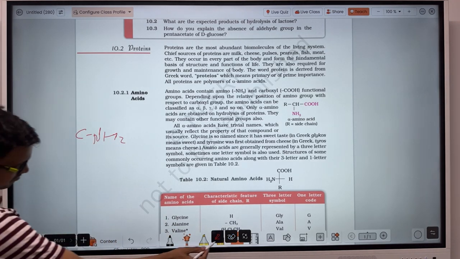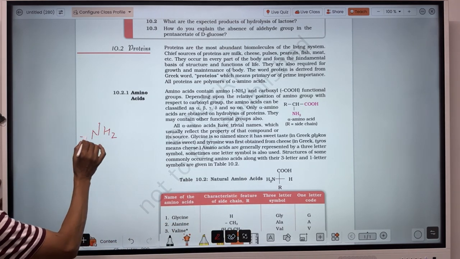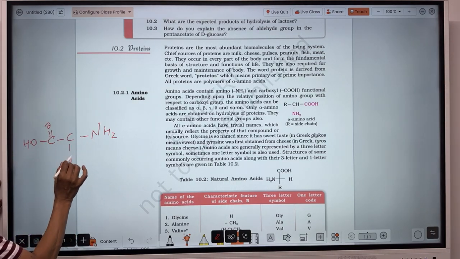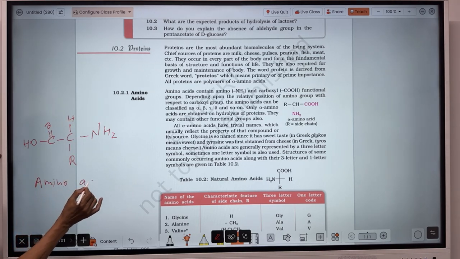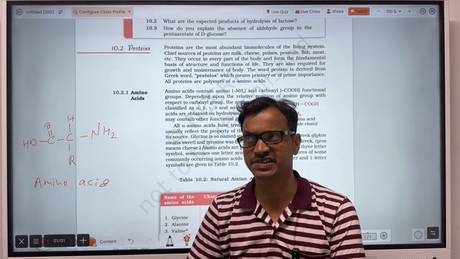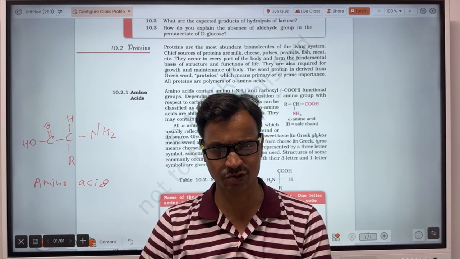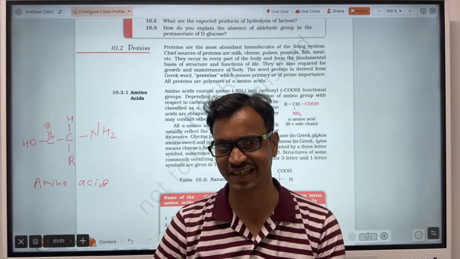NH2 group, here the carbon and the carboxylic acid group. The remaining is the alkyl group, and one hydrogen. That is an amino acid. Okay guys, that is the compound in which the amino group and the carboxylic acid group are both bonded to the same carbon atom. That is an amino acid.